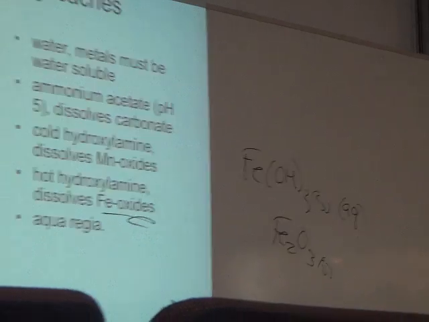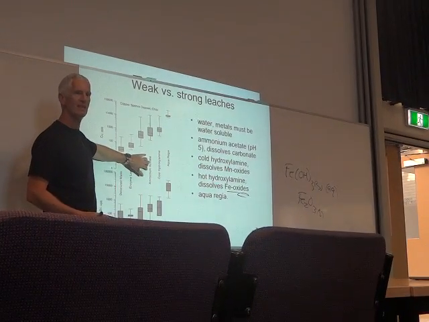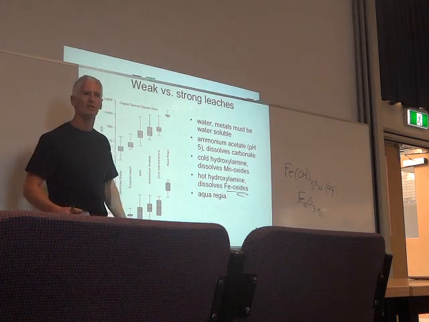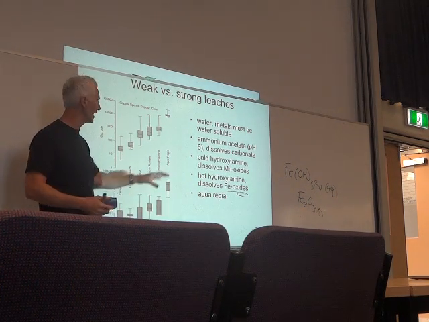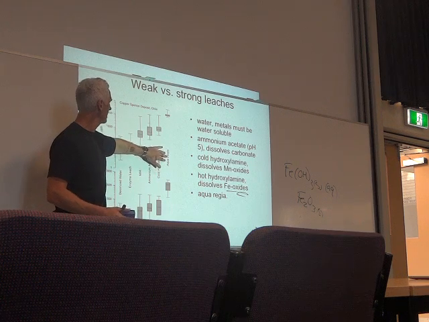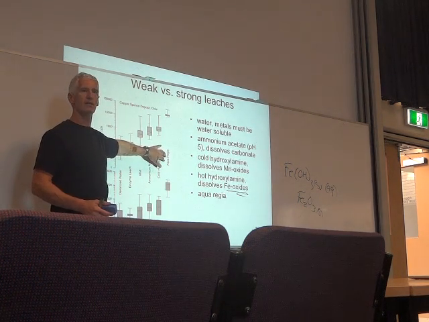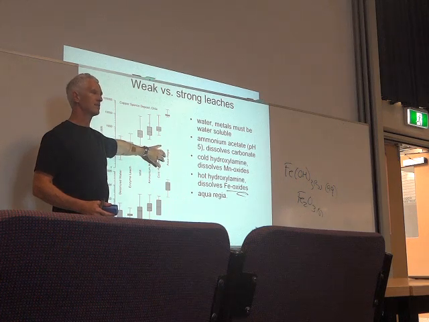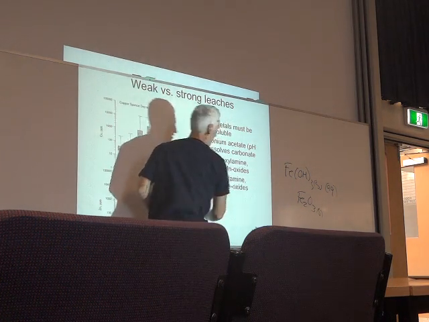If you're adding a bit of acid, and this is kind of a pH 5 leach, the acid that's there can pop metals out of iron oxides, or can pop metals out of manganese oxides. So it's not going to be absolutely specific. And then getting into a serious leach like aqua regia, you won't dissolve silica. You need hydrofluoric acid to do that, but you can dissolve gold with the aqua regia.